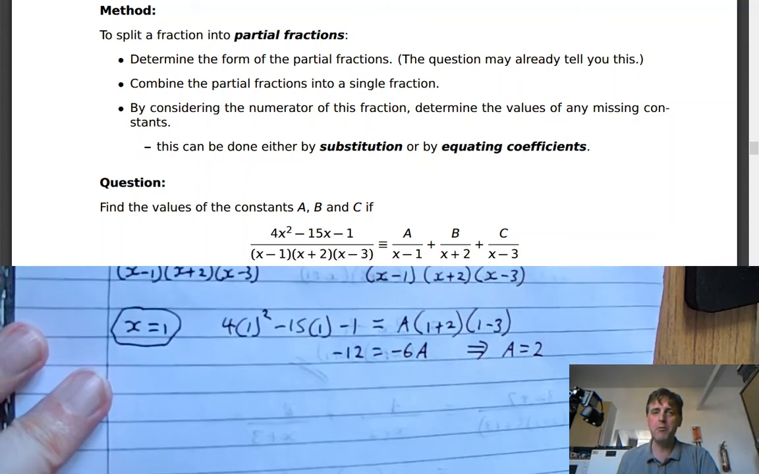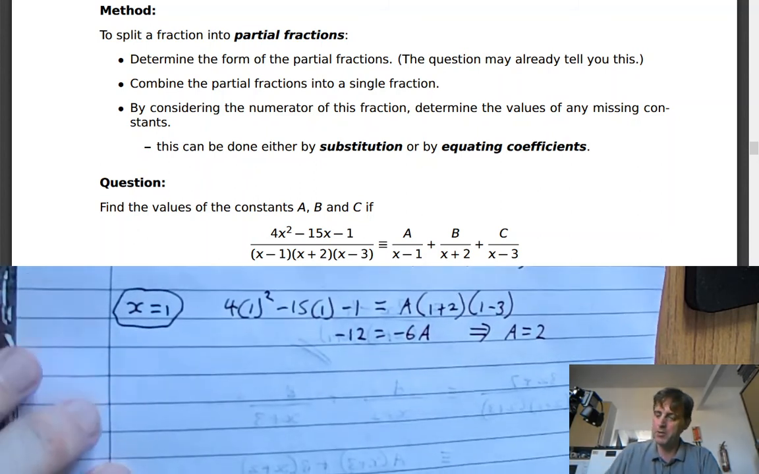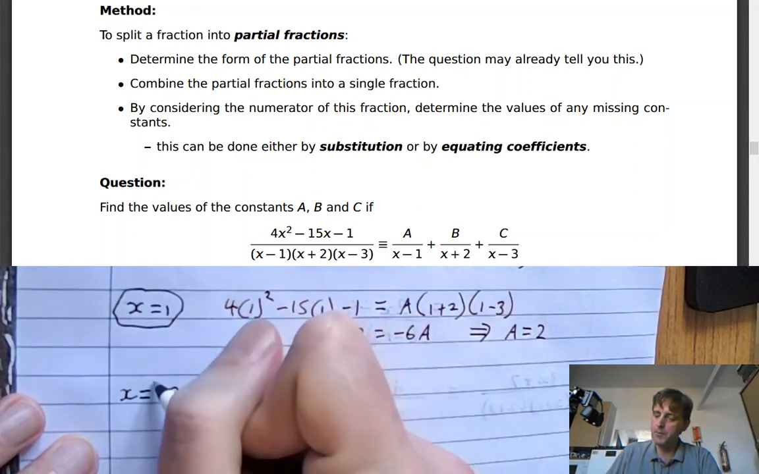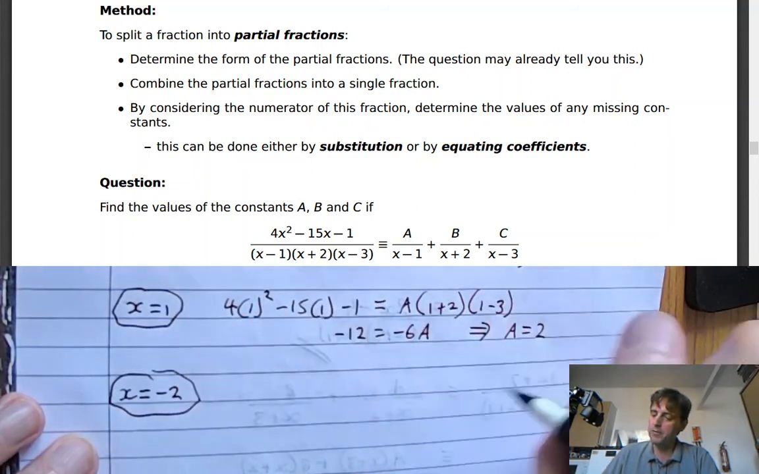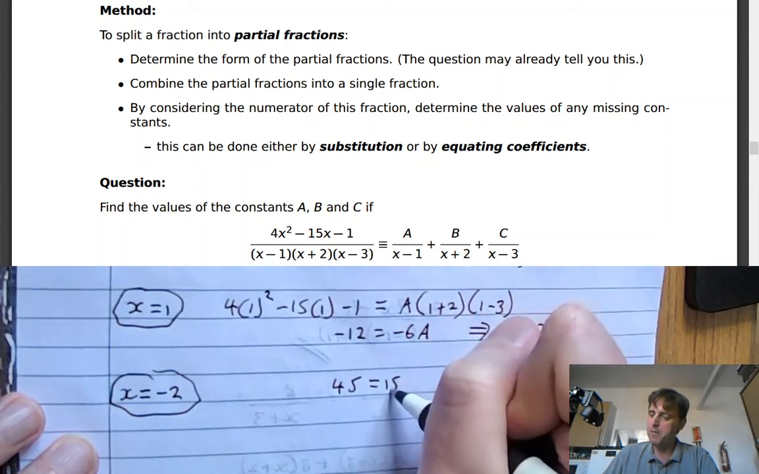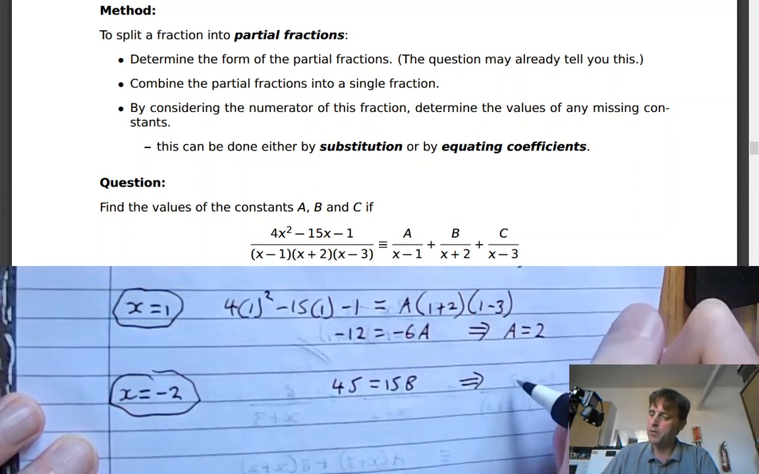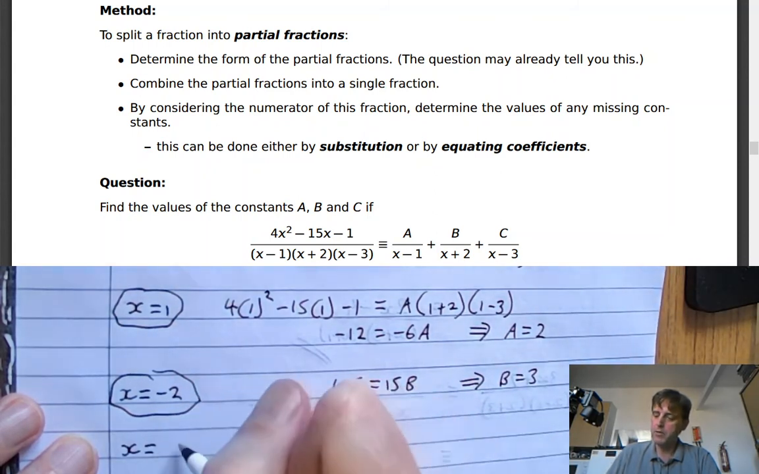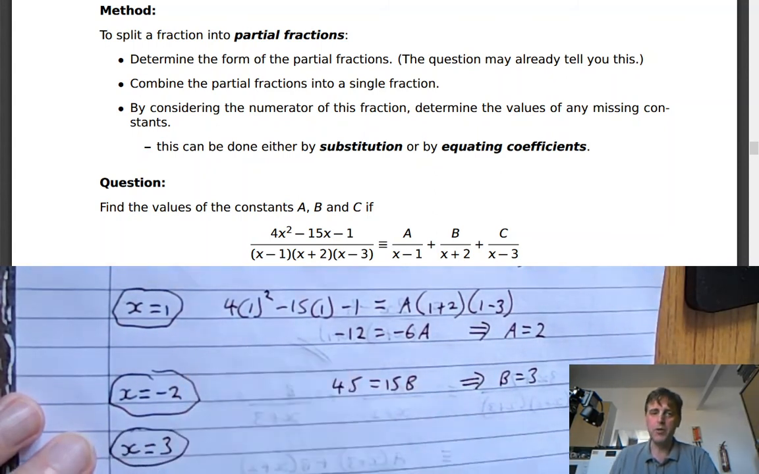I won't put in all the details for the other ones here. I'm just going to jump to the answers. So when you substitute in x equals negative 2, after simplifying it all down, you should end up with 45 equals 15b, which tells us that b has got to equal 3. And then the other choice for x, which you should have thought of, is x equals 3.